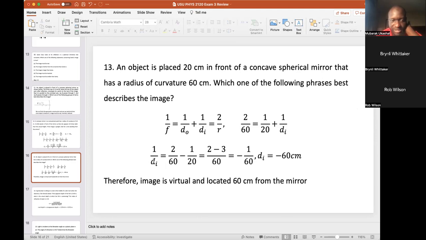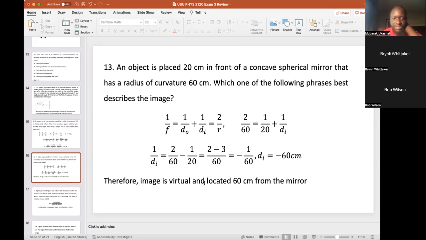So from here, we can get the image distance: 2 over 60 minus 1 over 20 gives 1 over the image distance. We do that LCM again. The LCM here is 60. 60 into 60 is 1. 1 times 2 is 2. Minus 20 into 60 is 3. 3 times 1 is 3. So we get negative 1 over 60. So we get a negative image distance. A negative image distance tells you it's a virtual image.